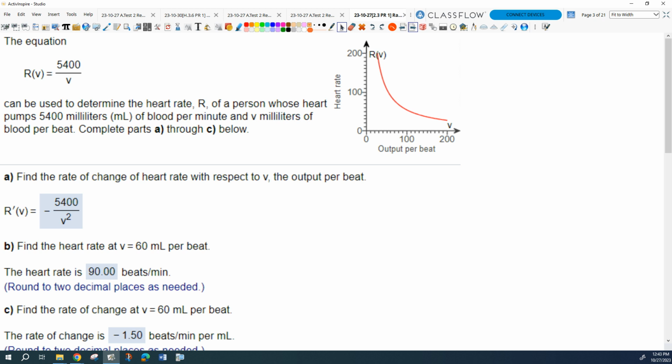Okay, well, that's what v is. Remember, v is the milliliters of blood per beat, right? So that's output per beat. People that are really fit can pump more blood per beat. Okay, we would just differentiate this using the power rule, right? What's our input or independent variable here in this function? v. What's the output? r, right? Okay. So then how would we want to rewrite this so we could differentiate it with the power rule?